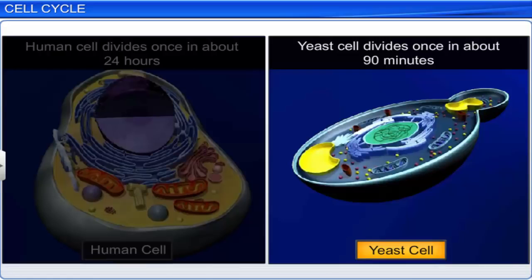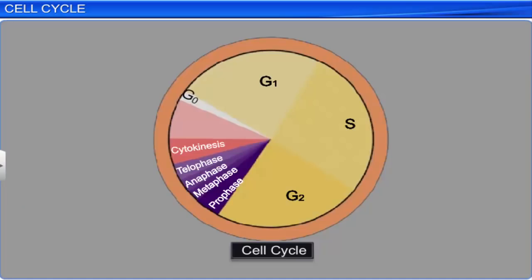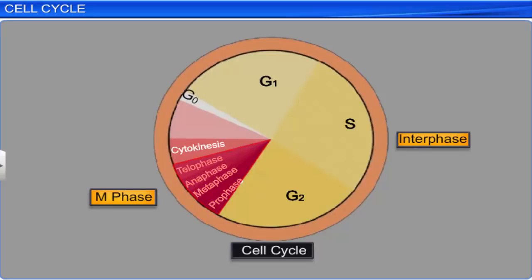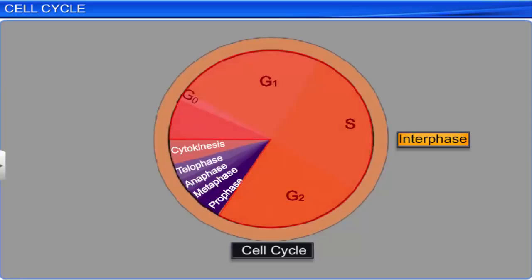Also, the cell cycle is divided into two basic phases, the interphase and the M phase or the mitosis phase. The interphase is the resting phase during which the cell prepares to divide by undergoing cell growth and DNA replication in an orderly manner. The interphase is subdivided into three phases: the G1 phase or gap 1, S phase or synthesis phase, and G2 phase or gap 2.